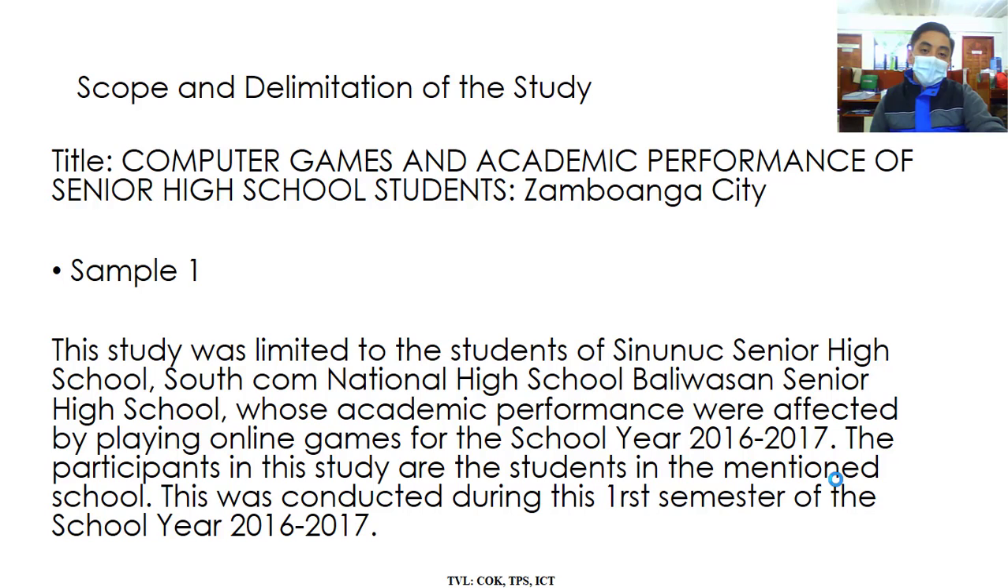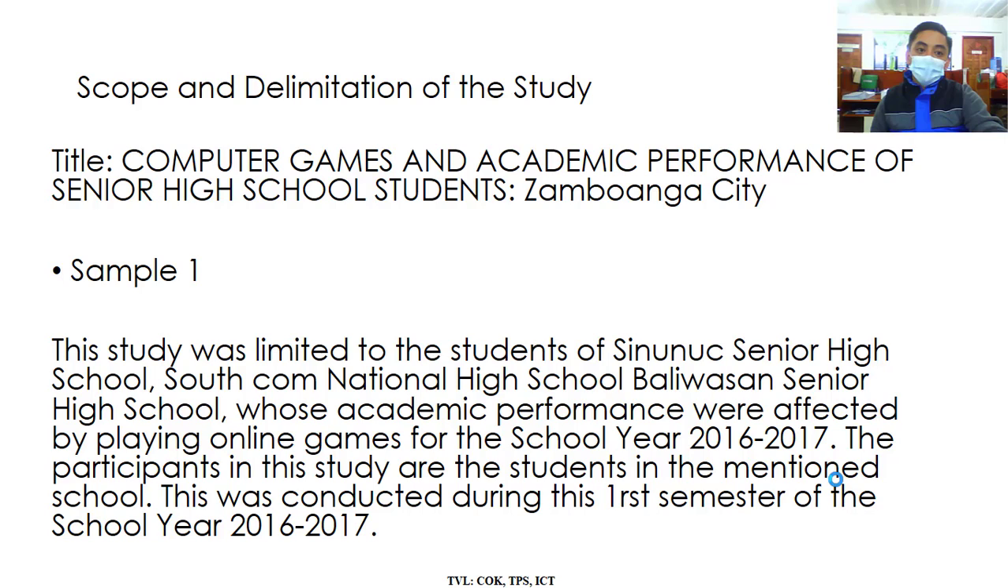Sample 1, it says here. This is an example of scope and delimitation of the study. This study was limited to the students of Southcom National High School, Baliwasan Senior High School, whose academic performance was affected by playing online games for the school year 2016 and 2017. The participants in the study are the students in the mentioned school. This was conducted during the semester of the school year 2016-2017.